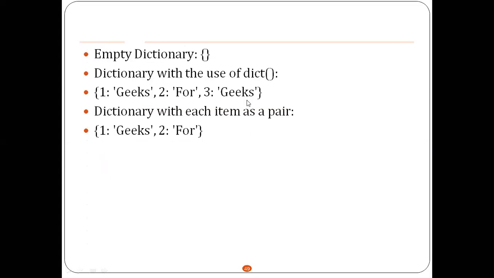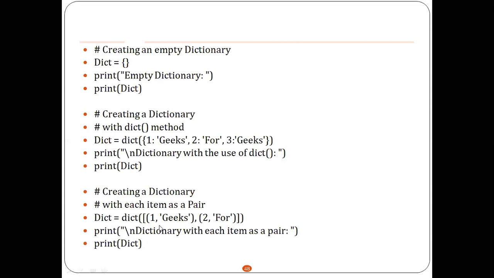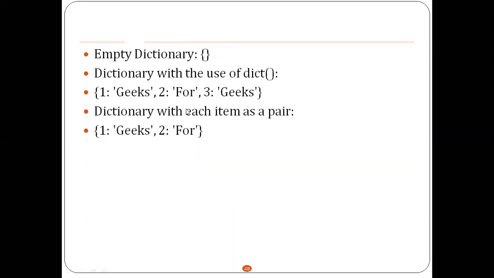That is what we have done: 1 colon gigs, 2 colon 4 and 3 colon gigs as well. Dictionary with each item as a pair, right? A pair in the sense 1 comma gigs is considered as one pair, and 2 comma 4 is considered as the second pair as well. So now you can check it out, right? The output looks something like 1 colon gigs and 2 colon 4.